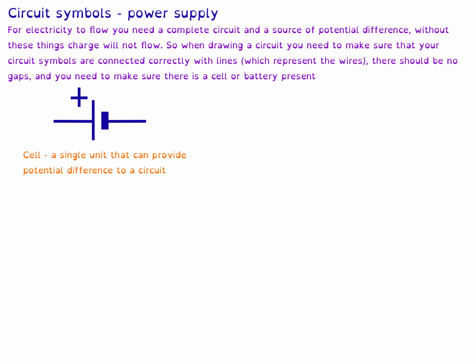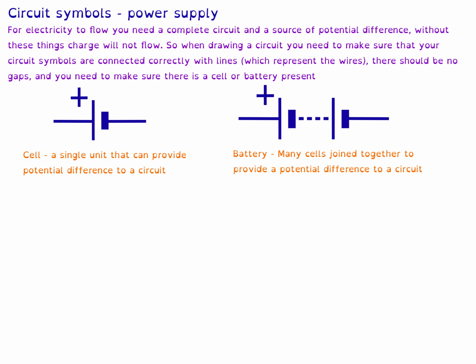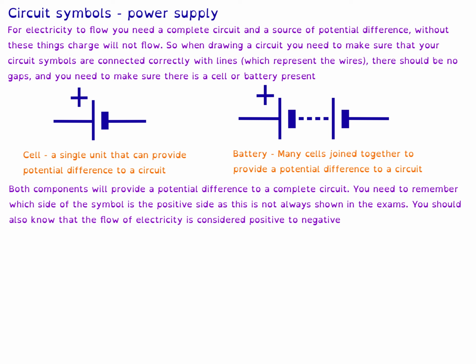This is a cell. It is a single unit that can provide potential difference to a circuit. This is a battery. This is many cells joined together to provide a potential difference to the circuit. Both components will provide a potential difference to a complete circuit. You need to remember which side of the symbol is the positive side, as this is not always shown in the exams. You should also know that the flow of electricity is considered positive to negative.